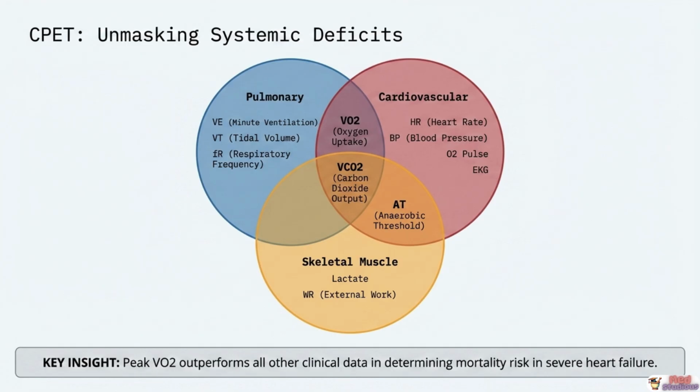Critically, at the intersection of all 3 systems sits VO2, oxygen uptake, the single most powerful variable in the test. And here is the high-yield exam pearl. Peak VO2 outperforms every other clinical data point, including ejection fraction and BNP, in predicting mortality risk in patients with severe heart failure. A peak VO2 below 14 milliliters per kilogram per minute is a threshold used to list patients for cardiac transplantation. Remember that number.